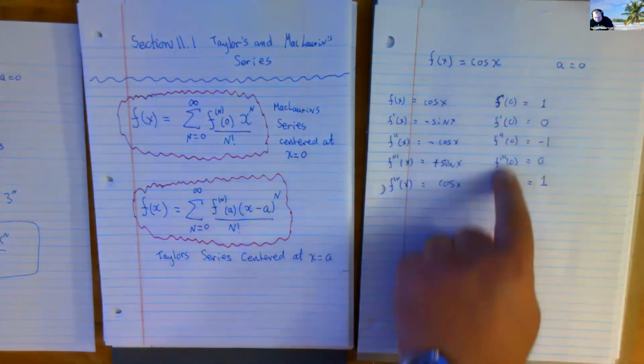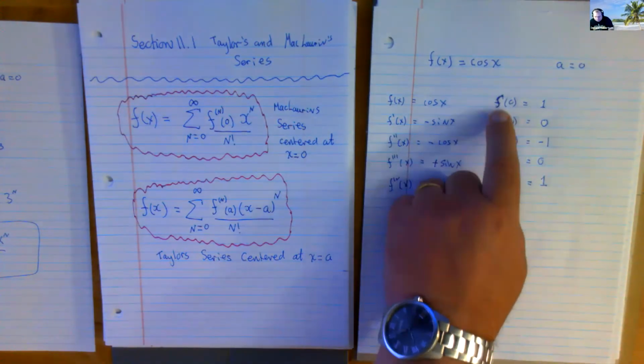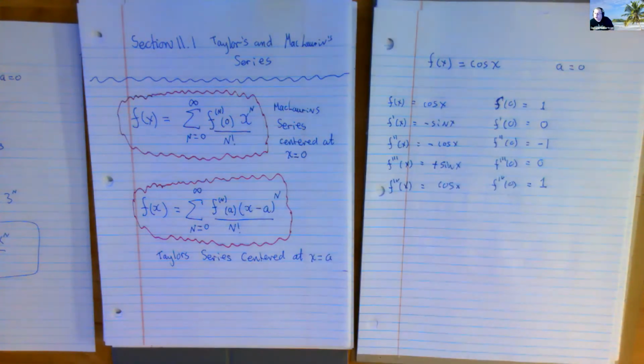These derivatives evaluated at zeros have a very distinct pattern to them. Isn't every second one 0? And the ones that are numbers, aren't they either 1 or negative 1?